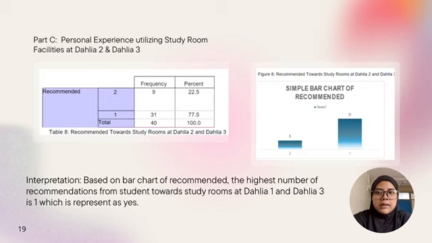Lastly, part C, personal experience utilizing study room facility at Dahlia 2 and Dahlia 3, where we analyze data of recommendation. For this data, we use a simple bar chart to analyze the data. To interpret this simple bar chart, based on the bar chart of recommendation, the highest number of recommendations from students for a study room at Dahlia 1 and Dahlia 3 is 1, which represents yes.